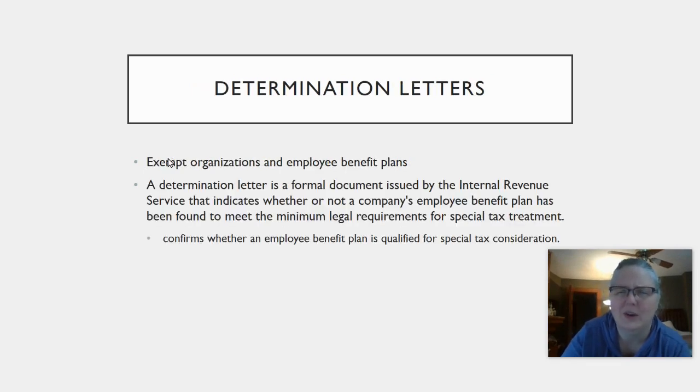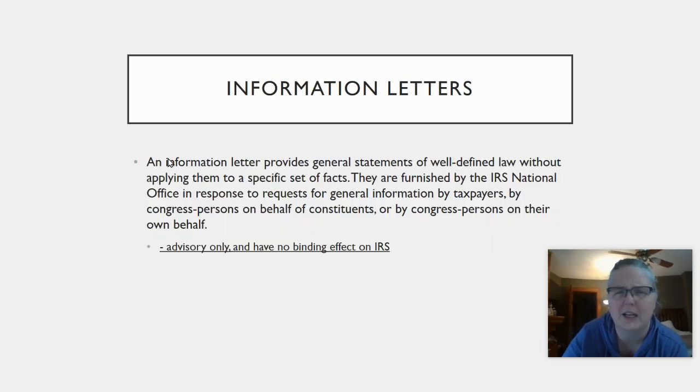Determination letters, these are kind of like what we saw, but they're specifically in the context of exempt organizations and employee benefit plans. It's a formal document. Basically, they're trying to figure out if the tax requirements are met for these types of organizations, whether it's the benefit plan or an exempt organization. So it's basically the equivalent of what we're talking about with private letter rulings, only in the context of these specific types of organizations.